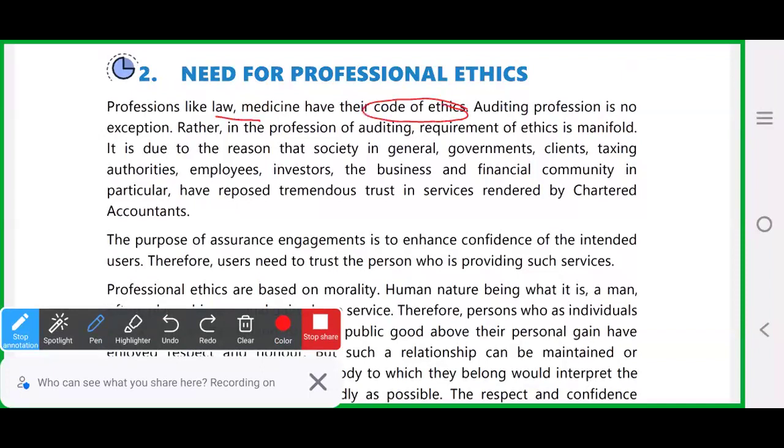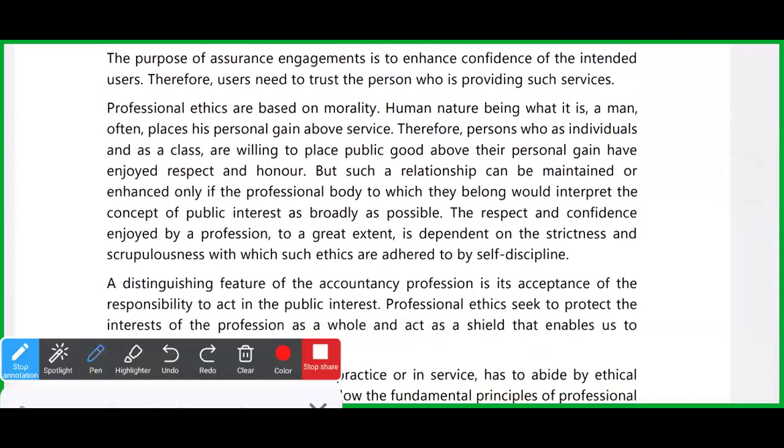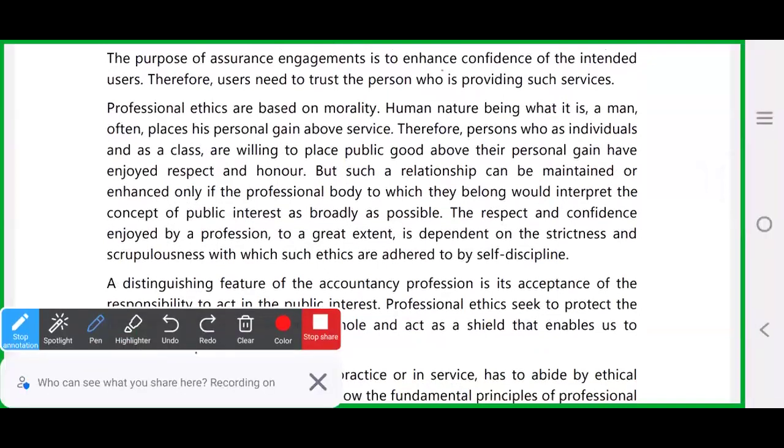There's a reason. In general, government, clients, taxing authorities, employees, investors, business and the financial community have tremendous trust in the services which are rendered by chartered accountants. The purpose of an assurance engagement is to enhance the confidence of intended users.